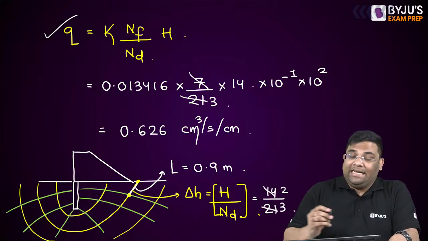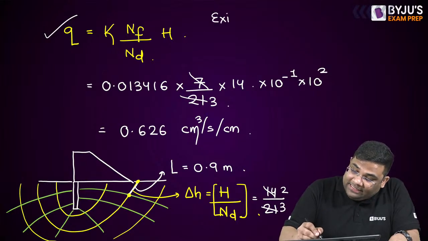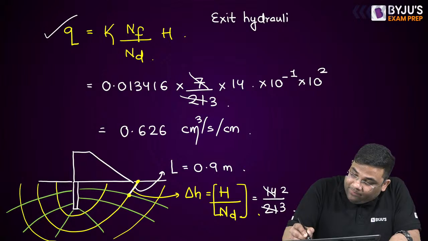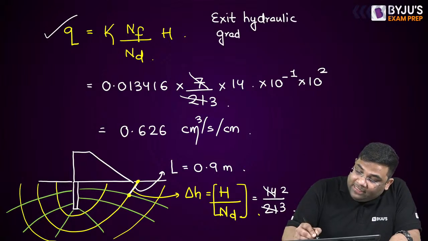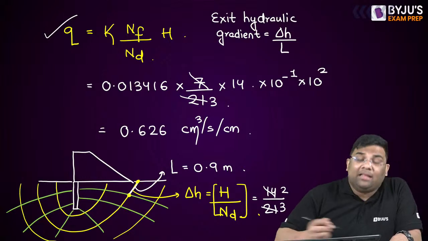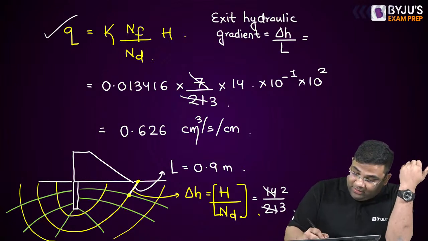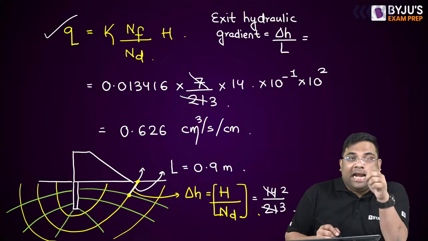So what is the exit gradient? I can say the exit gradient is nothing but the exit hydraulic gradient, right? And what is the hydraulic gradient? It is the head difference by the drainage path. Yes. So we are finding it for the exit. Why? Because water will exit here, right? So therefore the exit, the end one.